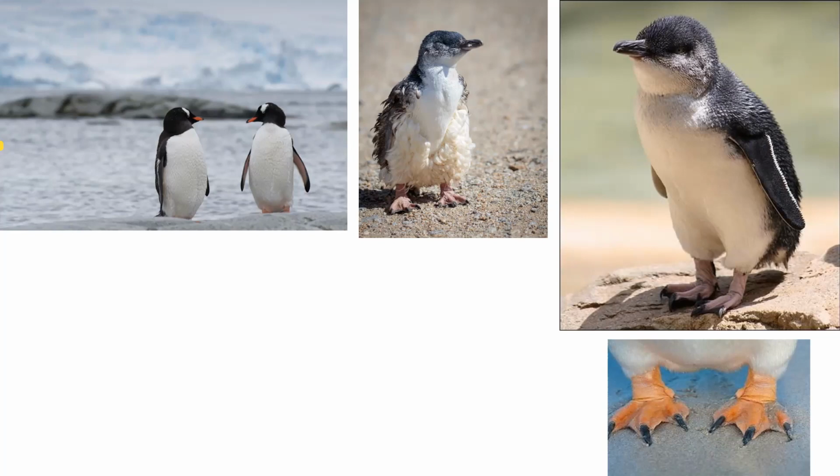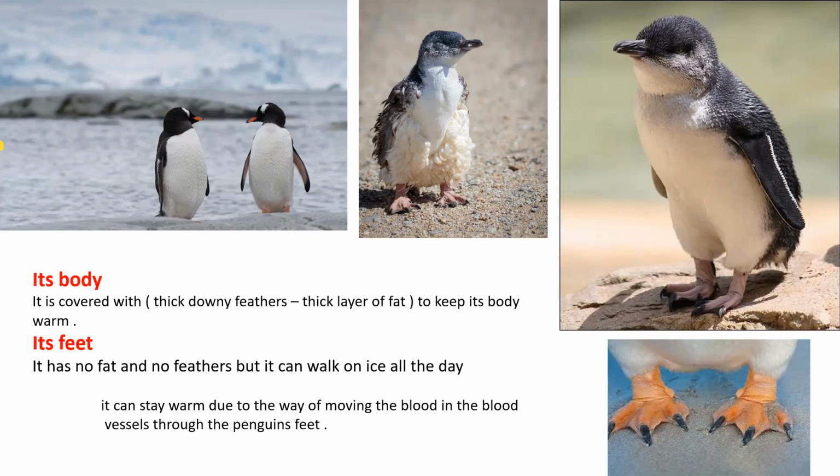What are the adaptations of the penguins? First of all, its habitat. The penguins live in Antarctica, and it's one of the coldest places on earth. Its body is covered with 2 things to keep it warm all day. The first one, thick downy feathers. This is the feather if you look at it. And the second one, thick layer of fat. So it's very fat. Now its feet: it has no fat and no feathers, but it can walk on ice all day.